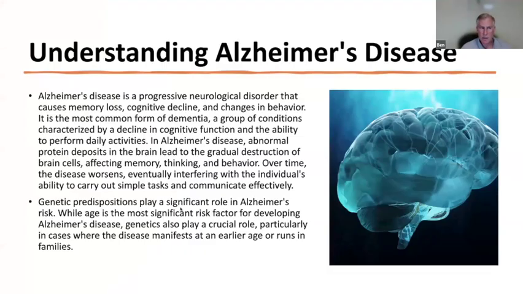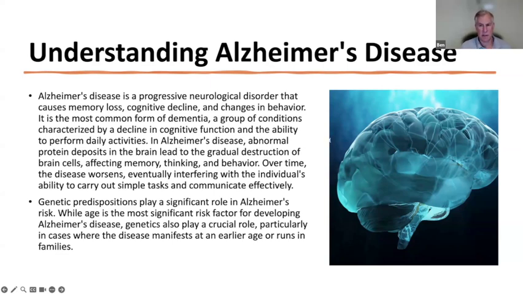So I want to quickly do a very short review of understanding Alzheimer's disease. It's a progressive neurological disorder that causes memory loss, cognitive decline, and change in behavior. Most commonly presenting itself in the form of dementia, a group of conditions characterized by the decline in cognitive function and the ability to perform daily activities. In Alzheimer's disease, abnormal protein deposits in the brain lead to the gradual destruction of brain cells, affecting memory, thinking, and behavior. And over time, the disease worsens, eventually interfering with the individual's ability to carry out simple tasks and communicate effectively.